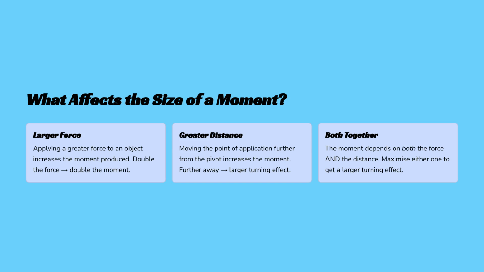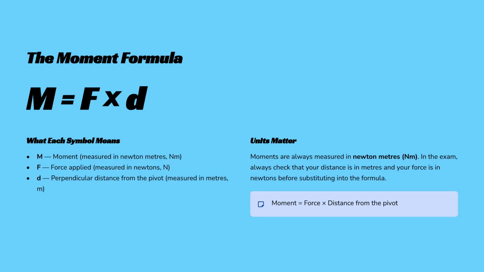What determines the size of a moment? You can increase it by using a larger force or by increasing the distance from the pivot. Maximize both, and you get a larger turning effect. The formula for a moment is m equals F times d. Remember, moments are measured in Newton-meters. Always ensure your force is in newtons and your distance is in meters before calculating.